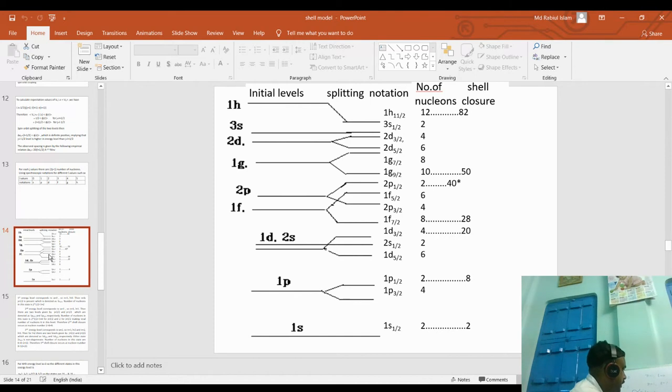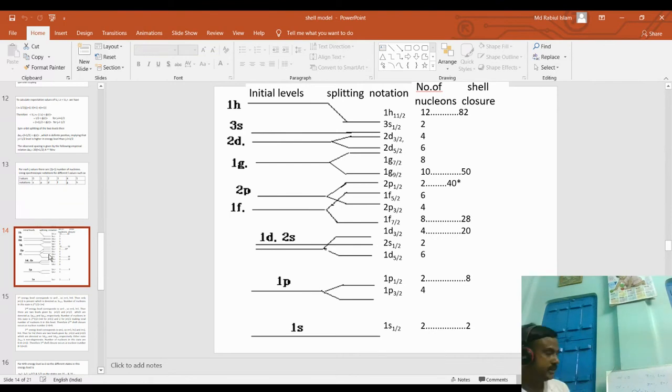For n equals 2, L value will be equal to 3. And for n equals 1, which is the lowest value, L value will be equal to 5.